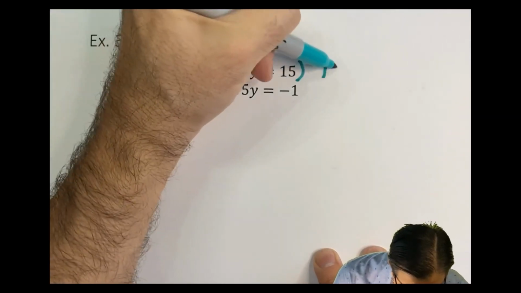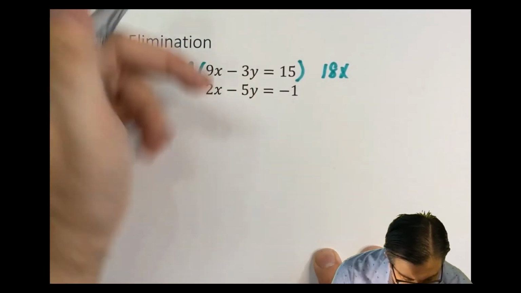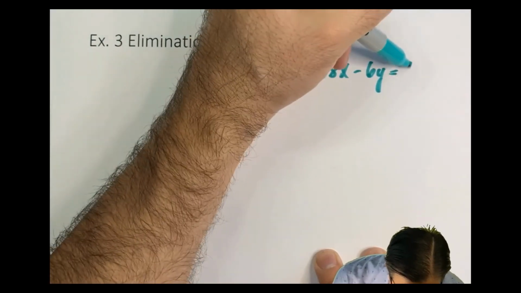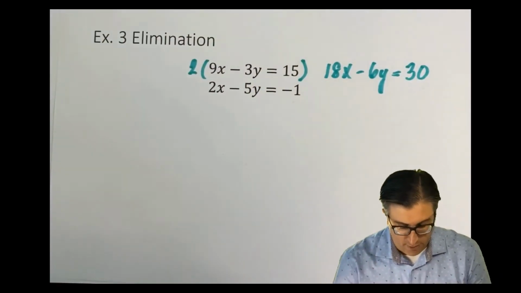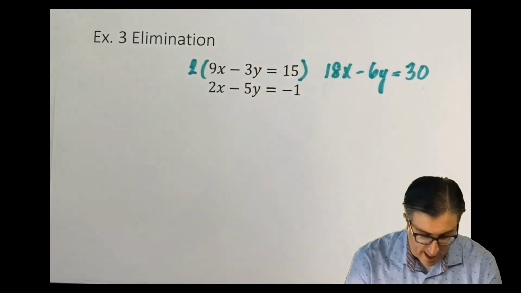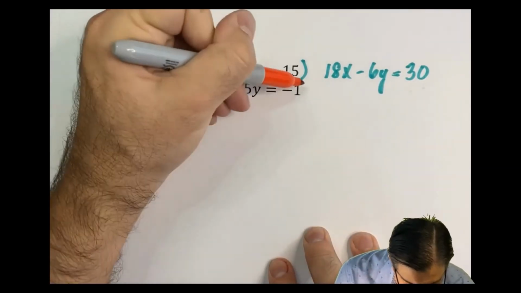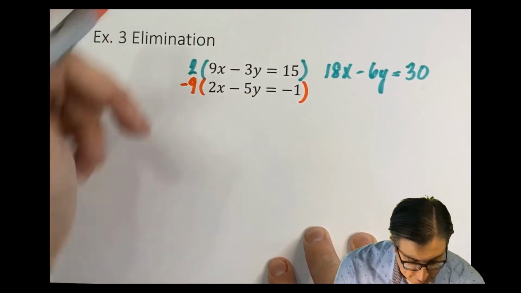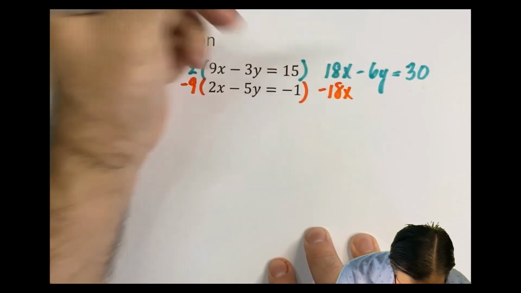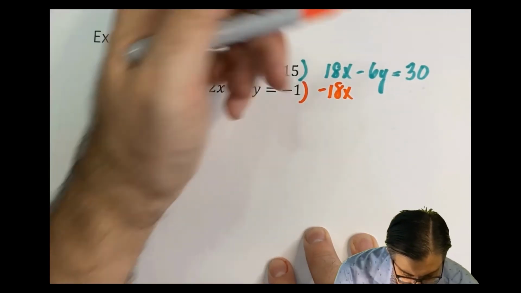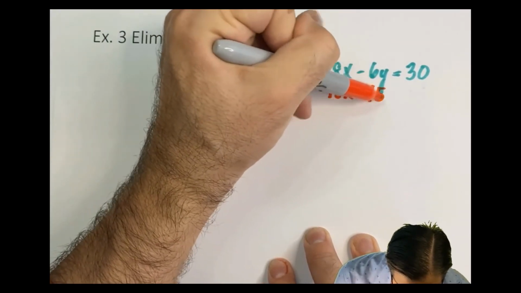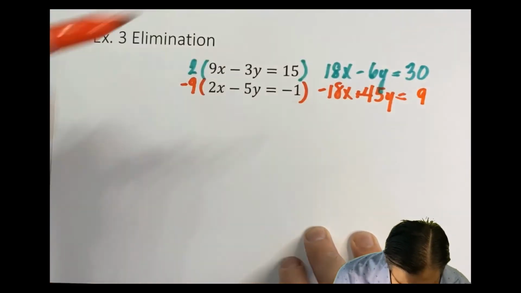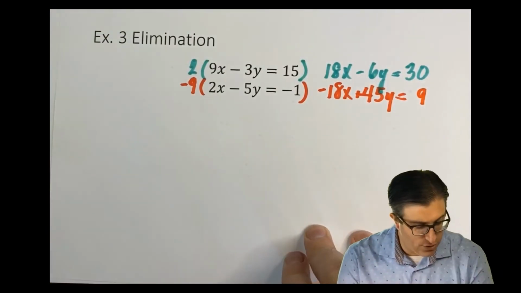2 times 9, 18x. 2 times 3y is a minus 6y. 2 times 15, 30. Now, if I have a positive 18, I need a negative 18. And in order to get a negative 18, I'm going to multiply by negative 9. Negative 9 times 2x is negative 18x. Negative 9 times negative 5 is a positive 45y. Negative 9 times negative 1 is a positive 9. So I have my two equations.